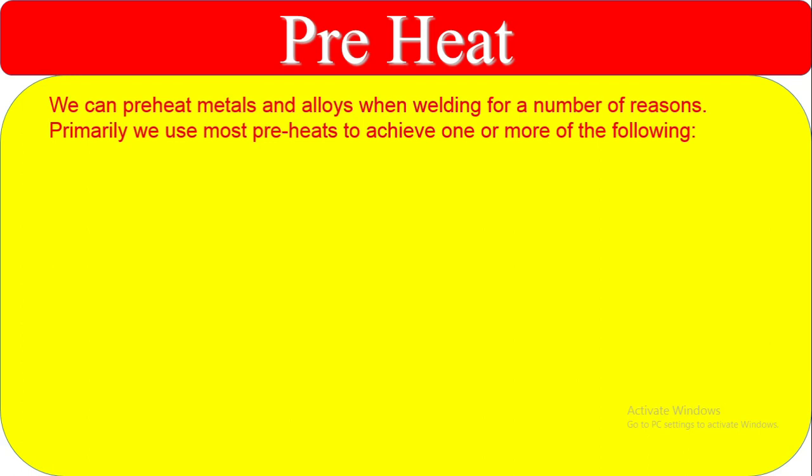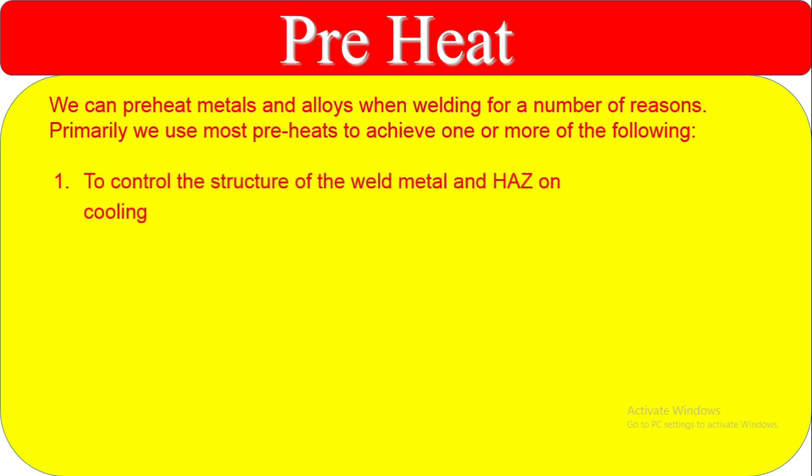Now preheat. Why do we use preheat? We can preheat metals and alloys when welding for a number of reasons. Primarily, we use preheat to achieve one or more of the following. Primarily, you can say we use preheat to control the structure of the weld metal and the heat affected zone on cooling. So in the cooling, we can control the structure of the weld metal and the heat affected zone.